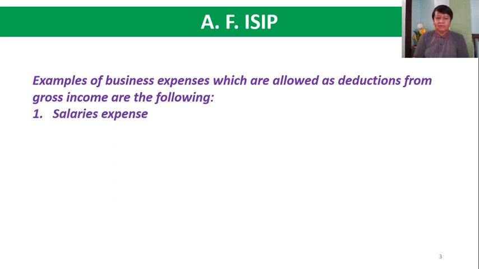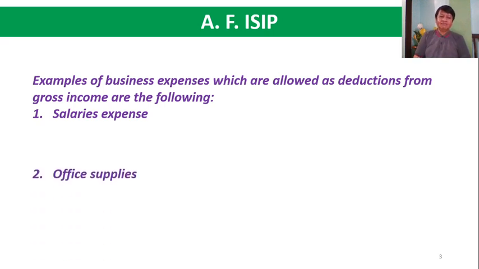The number one example is salaries expense. Everybody knows that if you are maintaining a business, you have to hire people that will help you in operating your business. So it is only logical to include salaries expenses as one of our allowable deductions because the Bureau of Internal Revenue knew that salaries are essential in business operation, meaning you cannot operate without your people. You have to pay your employees so that your business will run.